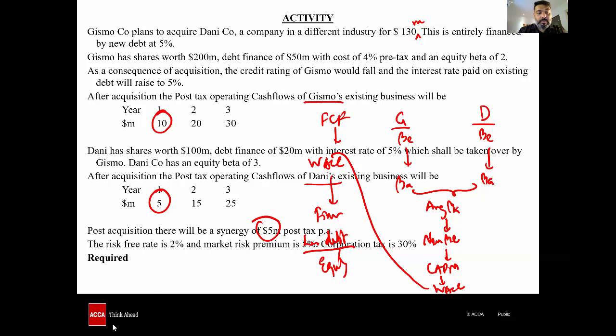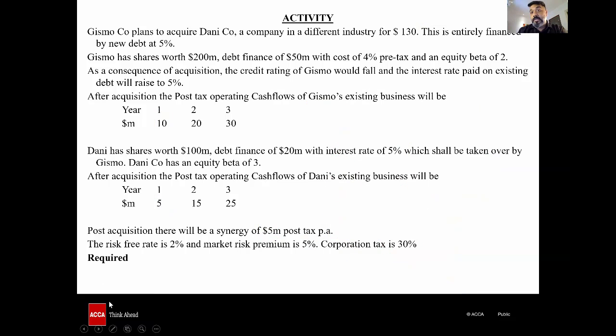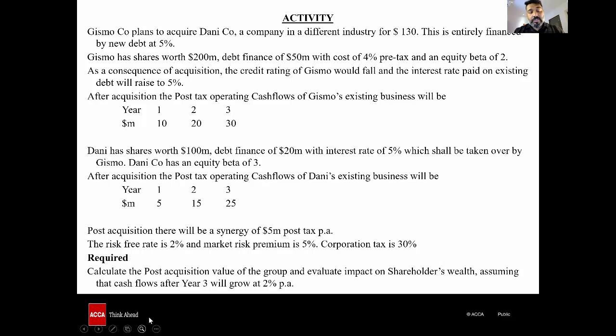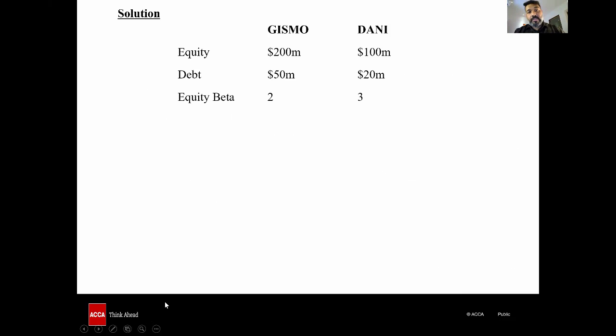These are the steps that we'll be doing as we proceed ahead. And let's start. Where are we starting from? Let's get the capital information. Let's get equity, debt, and the solution moving ahead. We get the equity of both the companies. Equity of Gizmo 200, Danny 100, debt is 50 for Gizmo, 20 for Danny, beta equity 2 and 3. This is information that is given in the question.